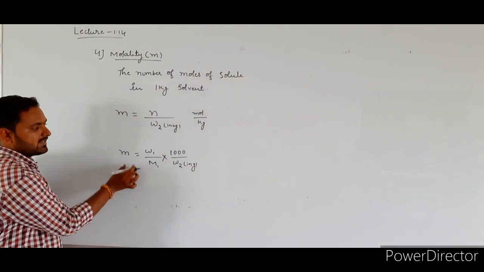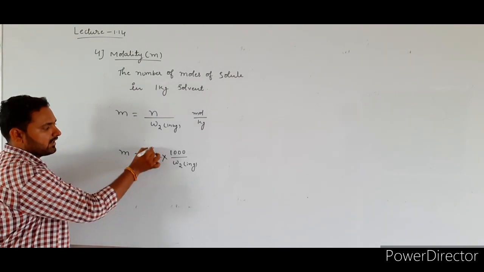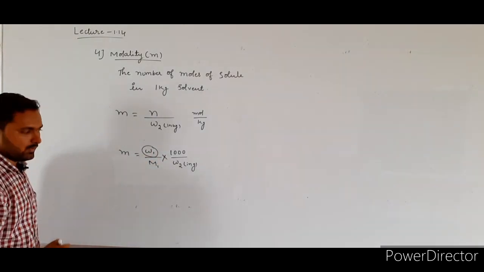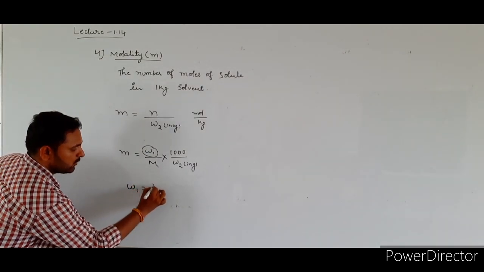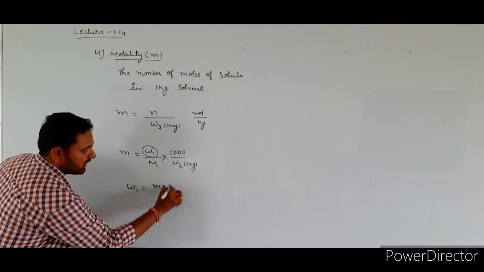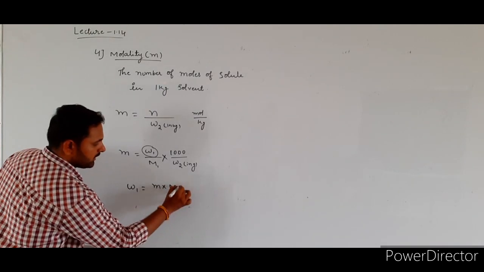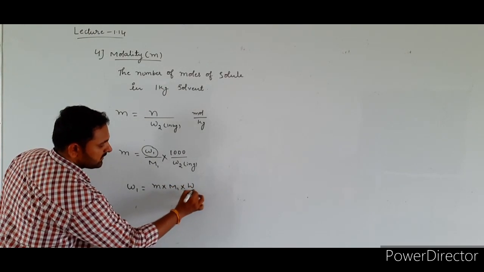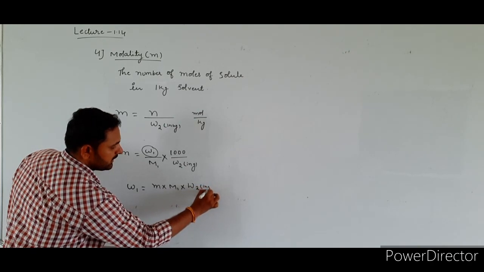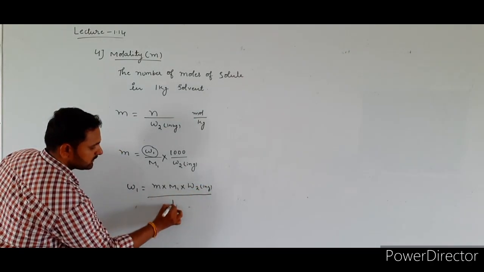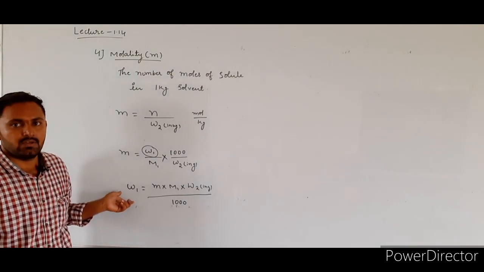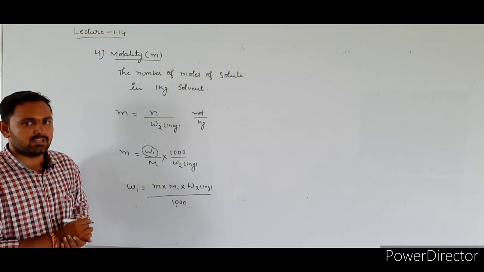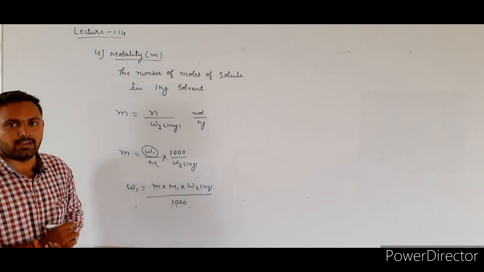If molality is given and he is asking to calculate mass of solute, then use this relation. W1 is equal to molality into molar mass of solute into mass of solvent in grams divide by 1000. This is the relation. Now let us solve some numericals based on molality.